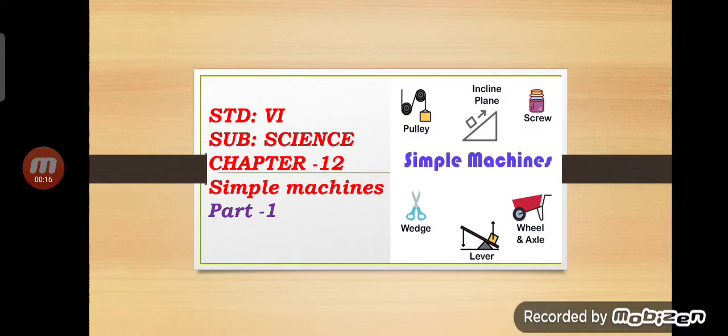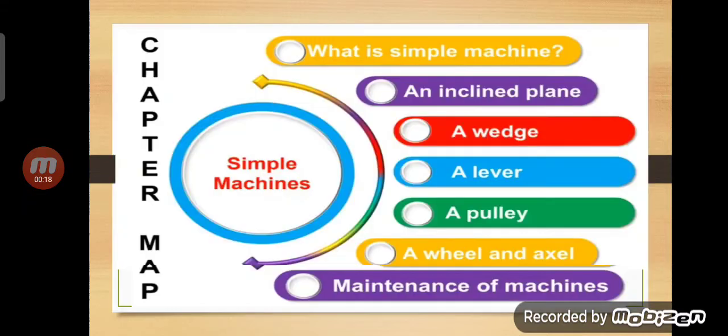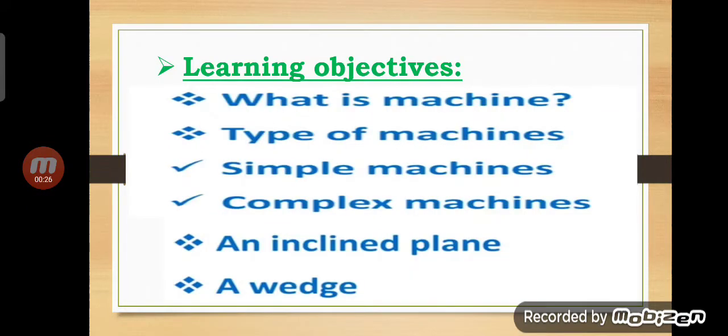Children, let's take a quick tour of the chapter map. In this video today we will learn about what is a machine, types of machines such as simple and complex machines. We will also learn about simple machines like the inclined plane and wedge.